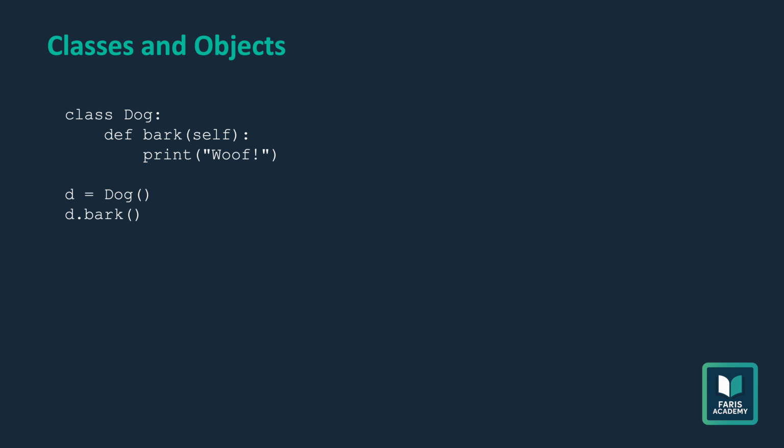A class is like a blueprint for creating objects. An object is an instance of a class that contains its own data and functions. For example, a dog class can have a bark method, and each dog object can bark differently.